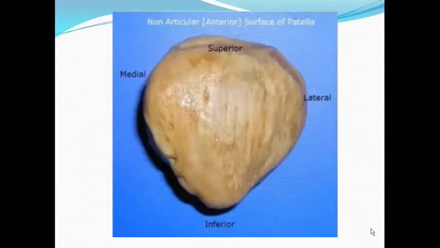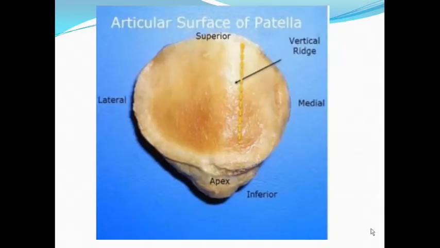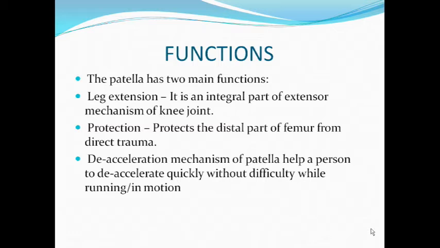So these are the poles: superior, inferior pole, lateral and medial surface. This is called as apex. Okay. This is all about anatomical consideration. You all know about it.